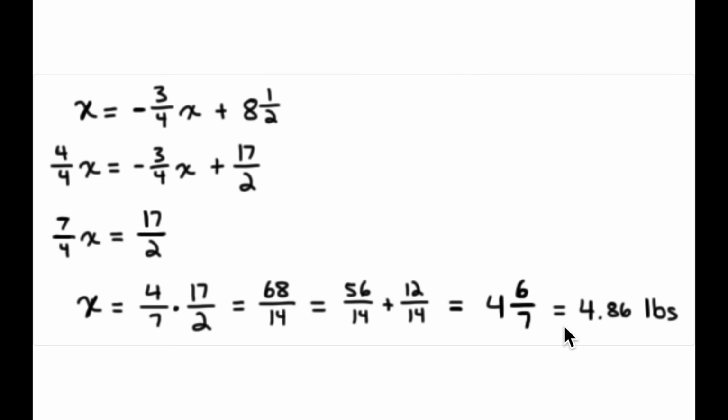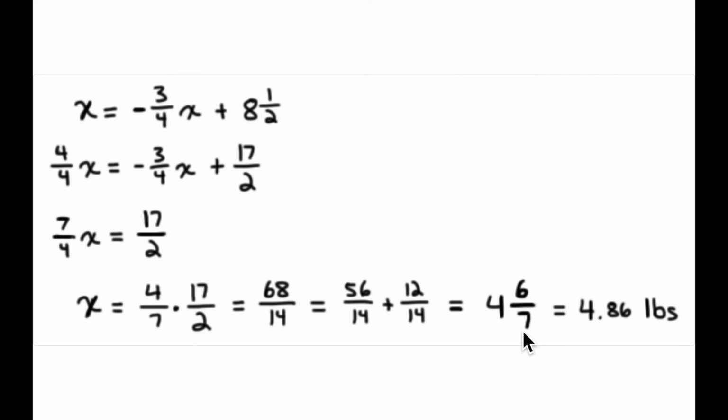Well, let's check that out. If I change it to a decimal value, it's 4.86 pounds. You don't want to do that though, because now this is not an exact value. This fraction is exact. This decimal goes on forever and ever, so it's not exact once you round it off. So leave it as this fraction and use that value to see if the answer is in fact $17.